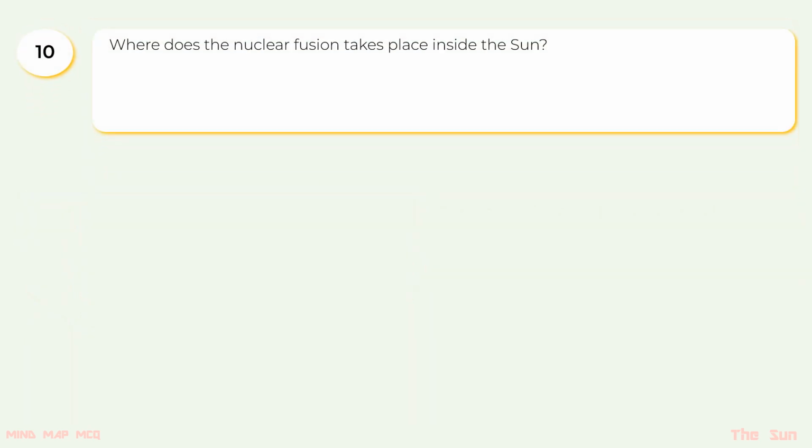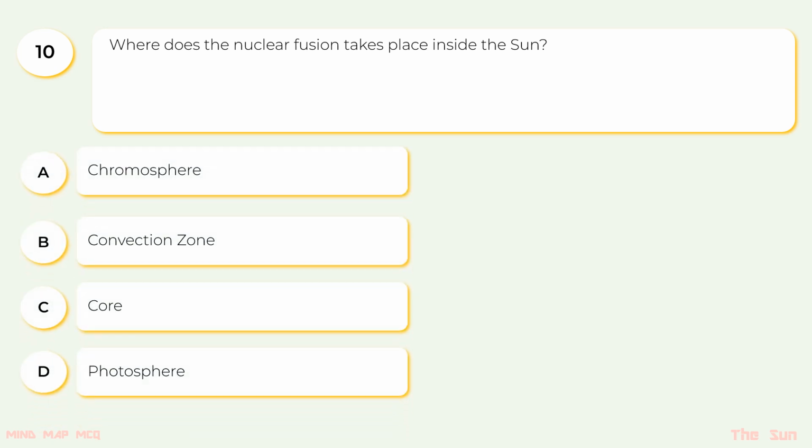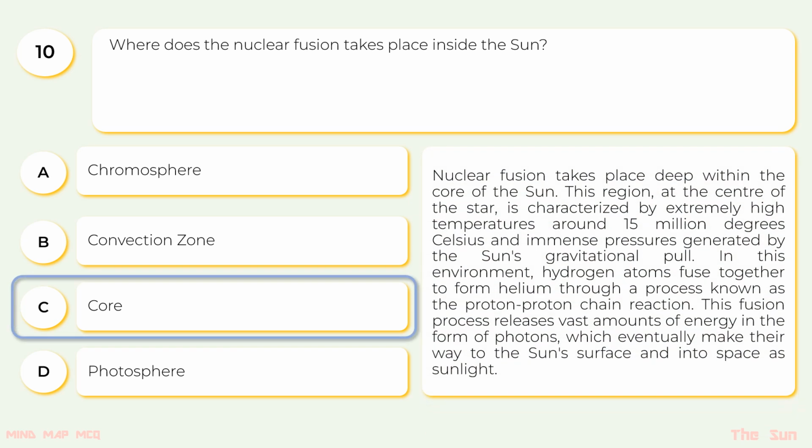Question 10. Where does nuclear fusion take place inside the Sun? Chromosphere, convection zone, core, or photosphere? The correct option is C, core. Nuclear fusion takes place deep within the core of the Sun.